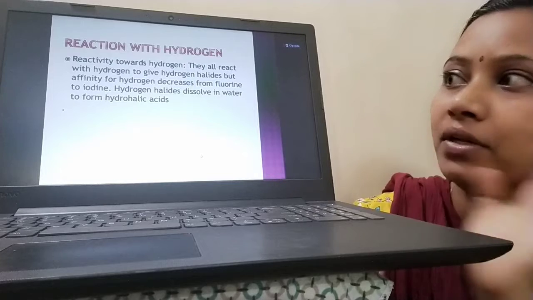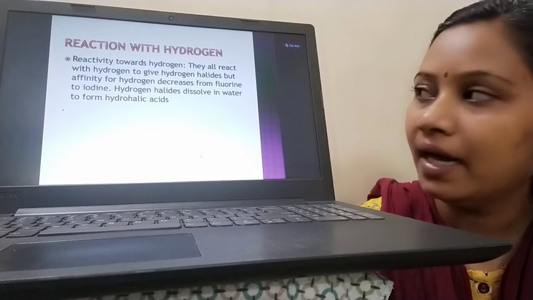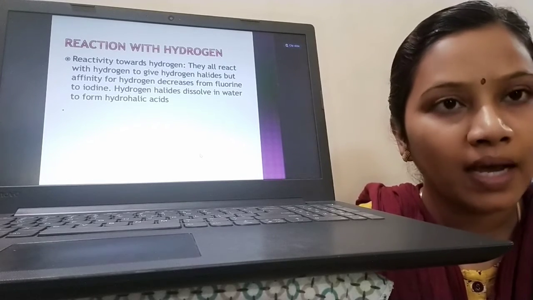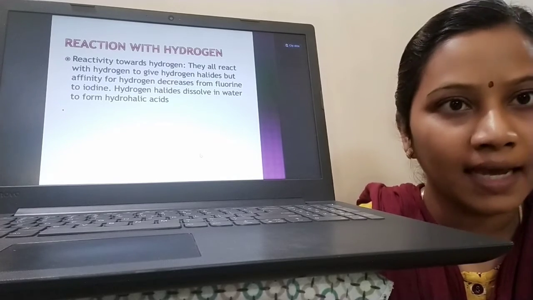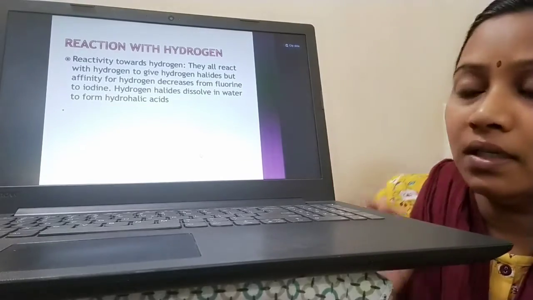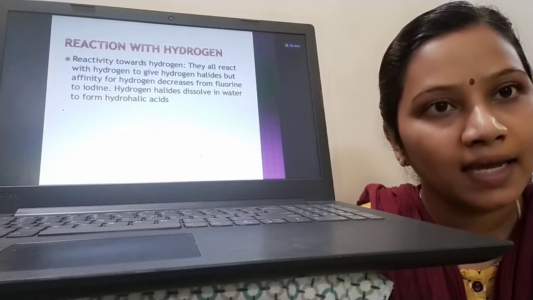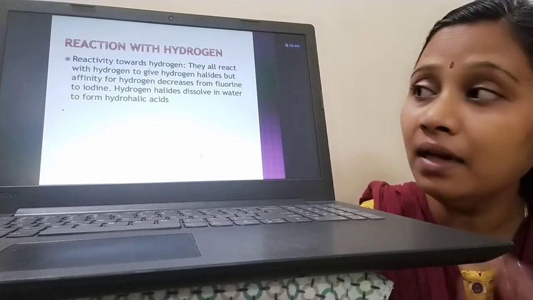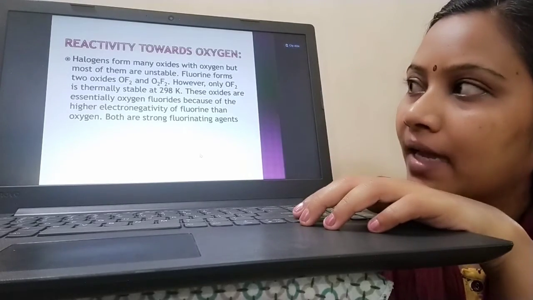Now moving to hydrogen. All halogens have a higher affinity to react with hydrogen. As a result, they form hydrogen halides. So halogen reacts with hydrogen to form hydrogen halides. Now these hydrogen halides dissolve in water to form hydrohalic acid. Once hydrogen halides are formed, they dissolve in water, and as a result I get hydrohalic acid.